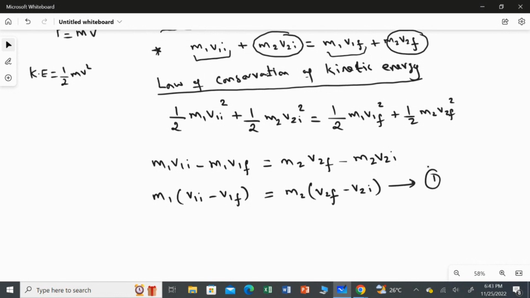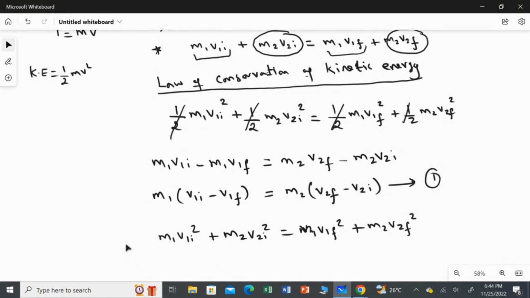Likewise, I'm going to rearrange the law of conservation of kinetic energy. If you see the law of conservation of kinetic energy, we have one half on both sides, so we can cancel them on the left hand side and the right hand side. Am I right? Now I'm going to rearrange again. So m1 v1 initial square plus m2 v2 initial square is equal to m1 v1 final square plus m2 v2 final square.